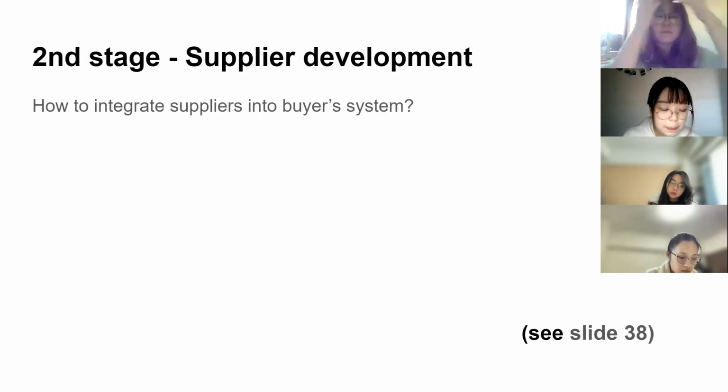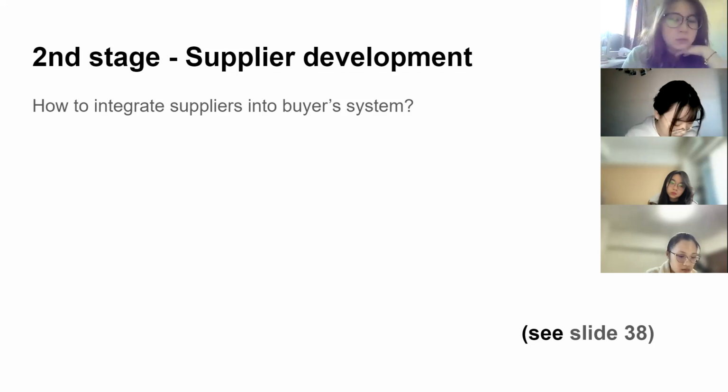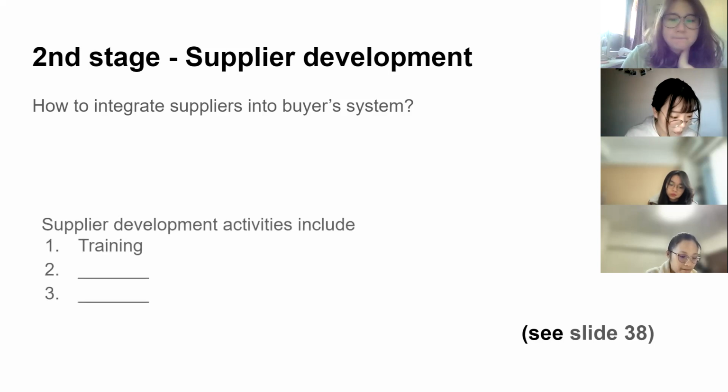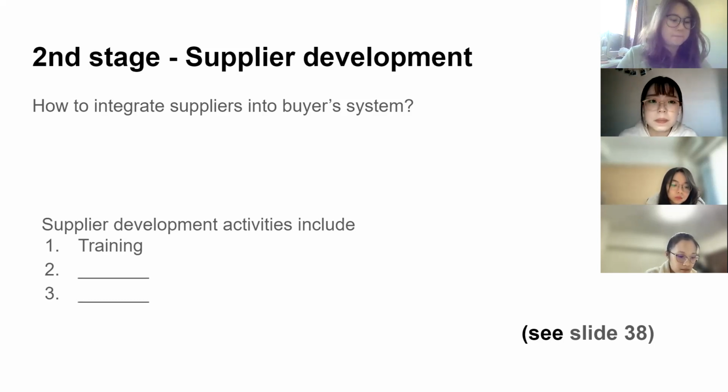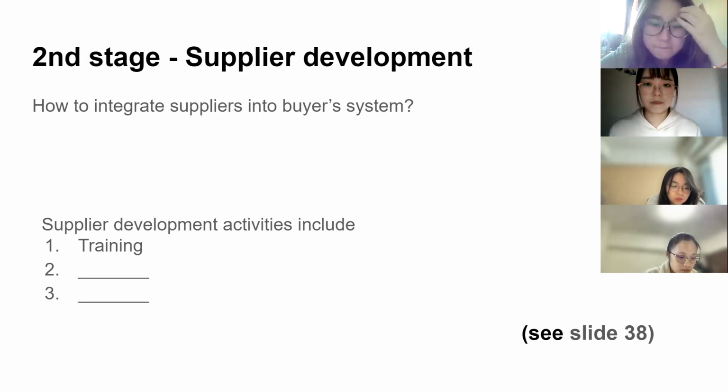Other than that, what are the most important things? One of the most important things. Quality requirements. Exactly, quality requirements. Number one, all suppliers will need to know quality requirements in order to integrate to the buyer system.